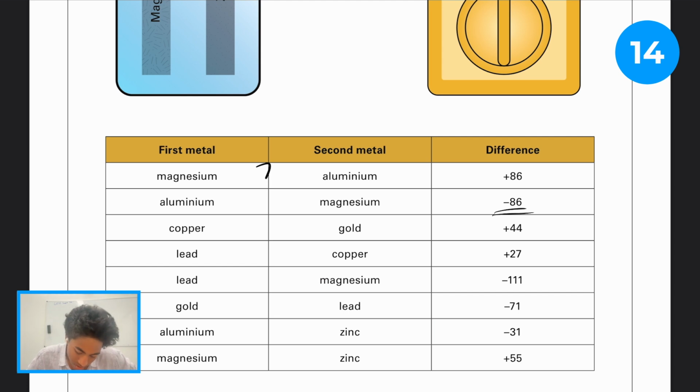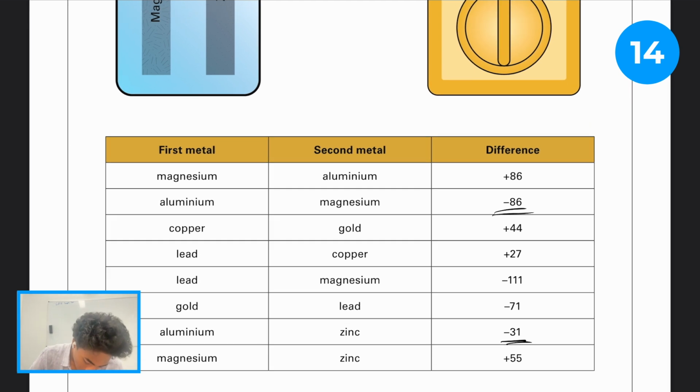Then we look at this. Aluminium is still less reactive than zinc because it's a negative difference. That means aluminium is still our least reactive thing, right? Okay. Then let's see. Any other mention of aluminium? Aluminium is less reactive than magnesium as well. Okay. Let's draw out a number line so we can see the difference.